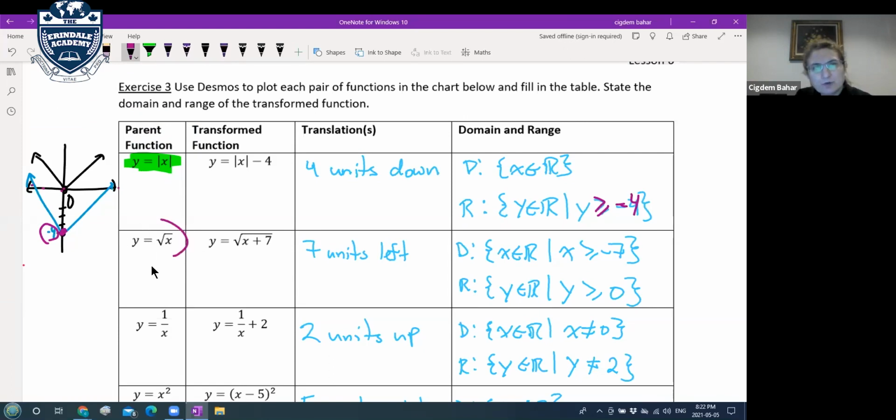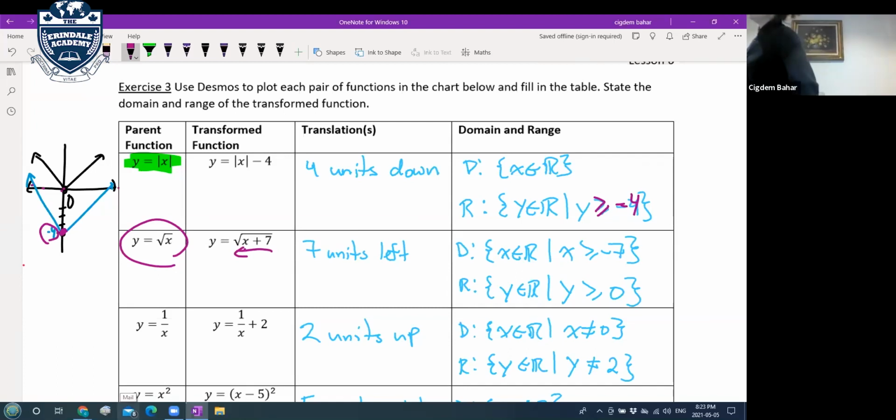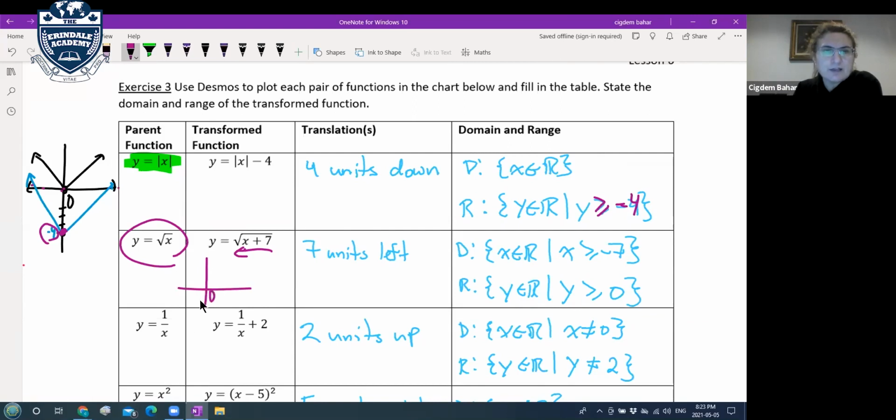And for the square root function, the next one, you have a shift to the right or left. How do I decide? Check the sign here. It's to the left, 7 to the left. So since the whole graph is shifting 7 to the left, the domain will be changed. Remember from Desmos, it's not from here, it's going to be from negative 7. And the square root function is something like this. So domain, starting from negative 7 and greater. And y values are starting from 0 and then going up.